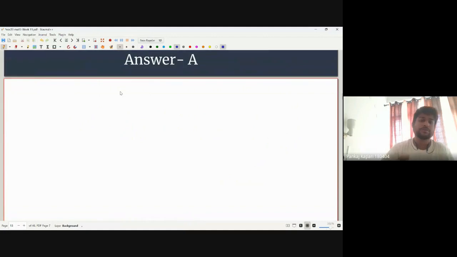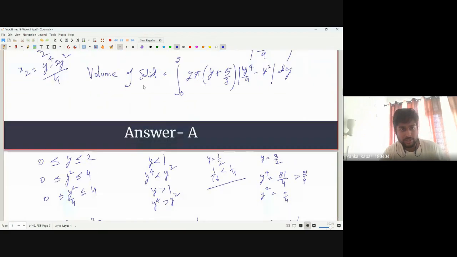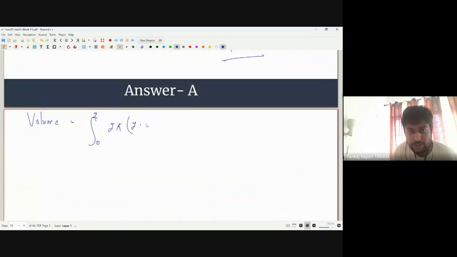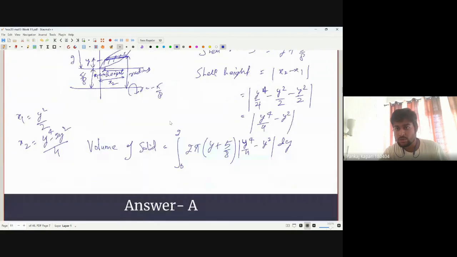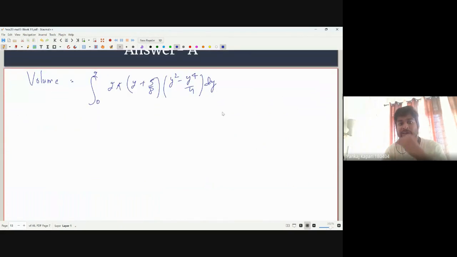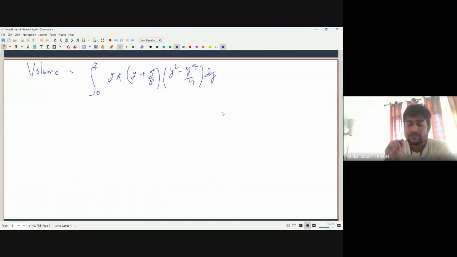Okay, so let's find out the volume now. The volume is equal to the integral from 0 to 2 of 2 pi times the radius. What was the radius? We know already. It's y plus 5 by 8, and then the height is equal to y square minus y to power 4 divided by 4, dy. Okay, so if we do this integral, then we get our volume.